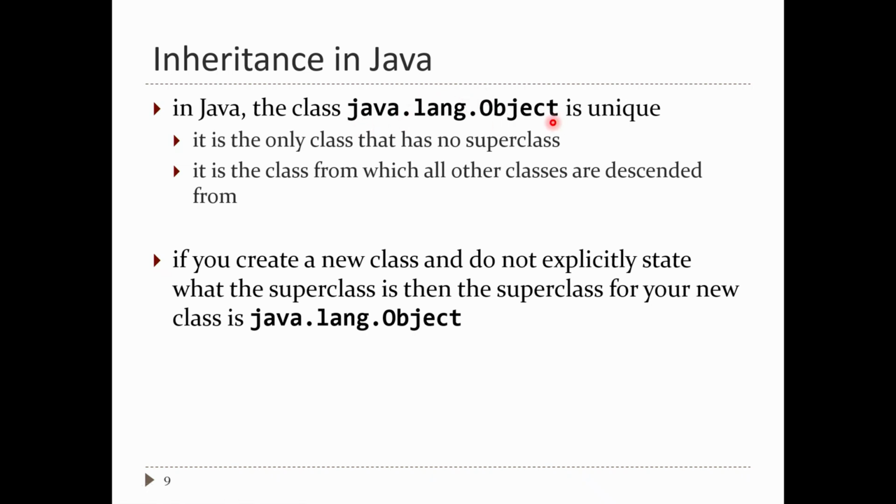This class, java.lang.Object, is unique in the Java language. It's the only class that has no superclass. Every other class in Java has one superclass. And so it's the class from which all the classes are descended. It's the class that lives at the top of the hierarchy. When you create a new class and you don't explicitly state what the superclass is, then the language assumes you mean the superclass is java.lang.Object. So you've been using inheritance in the course all along, even though you didn't know it.